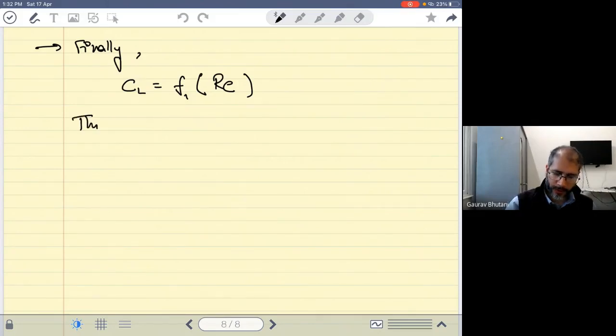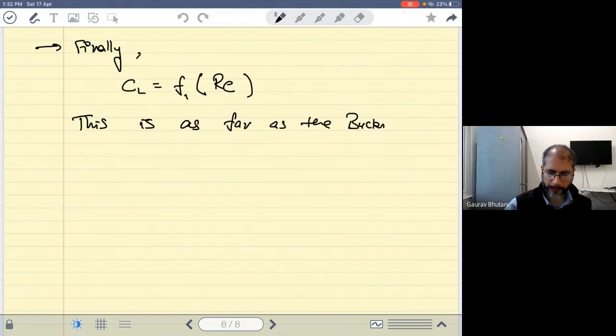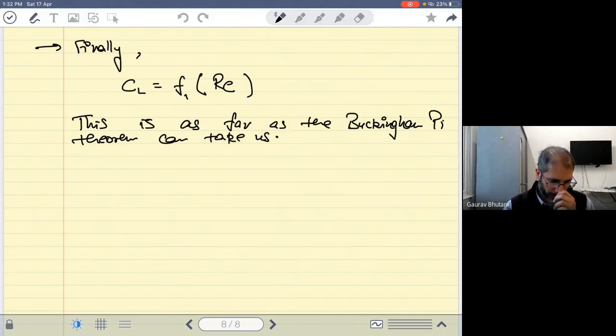Okay, so this is, I'll write, as far as the Buckingham pi theorem and the principle of dimensional analysis can take us. Because the Buckingham pi theorem only lets us find out the value of pi 1 and pi 2 in this case. But this relationship is coming from the principle of dimensional analysis.